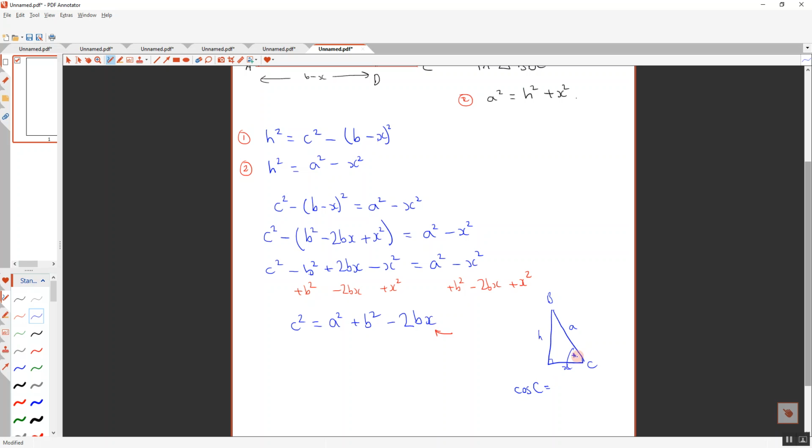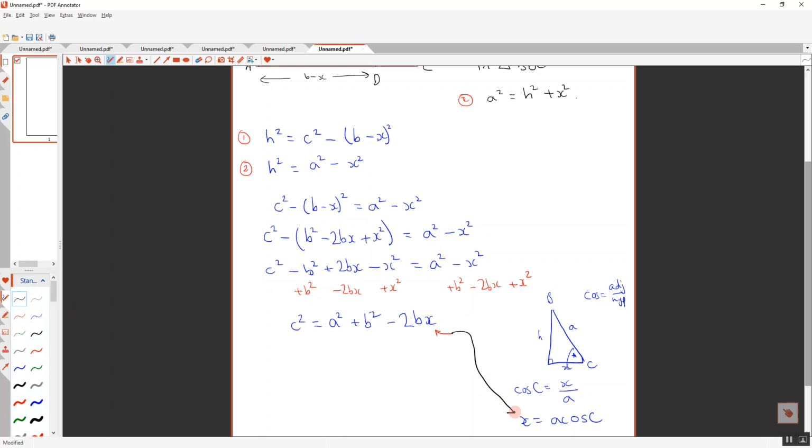cos of angle c, cos is adjacent over hypotenuse, because remember SOH CAH TOA. So the adjacent is, well, that's the opposite, that's the hypotenuse. Adjacent is x, hypotenuse is a. And what I can then do is rearrange this to give me x is equal to a cos c.